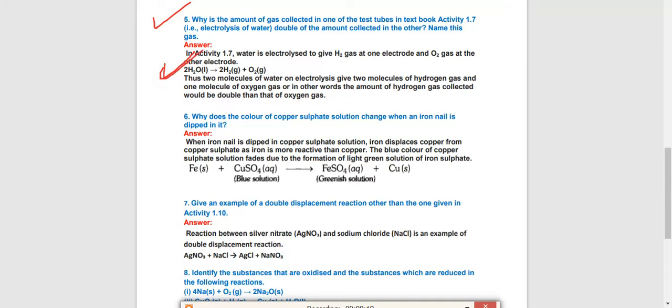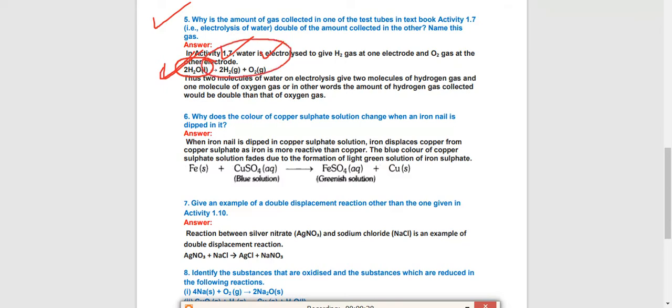So you can see over there 2 molecules of water, 2 H2O. When we balance this, we will get this reaction. On electrolysis, it gives 2 molecules of hydrogen and 1 molecule of oxygen, or in other words, the amount of hydrogen gas collected would be double that of the oxygen.